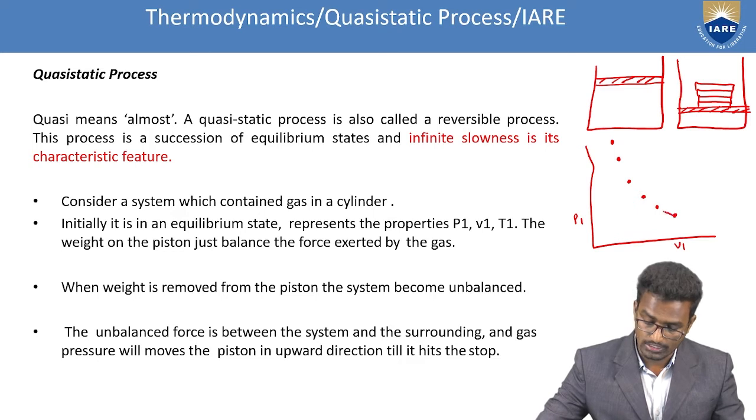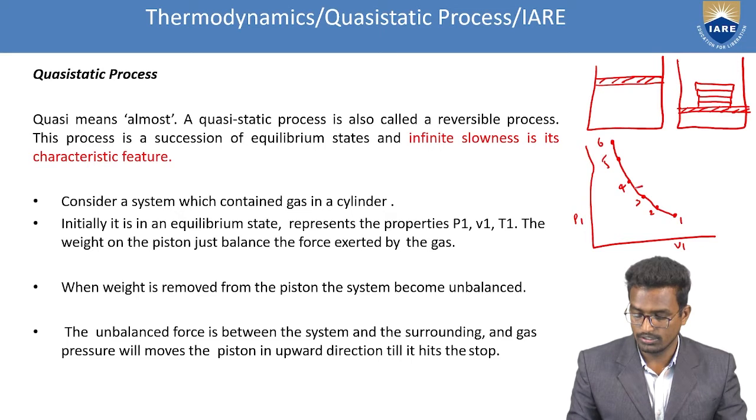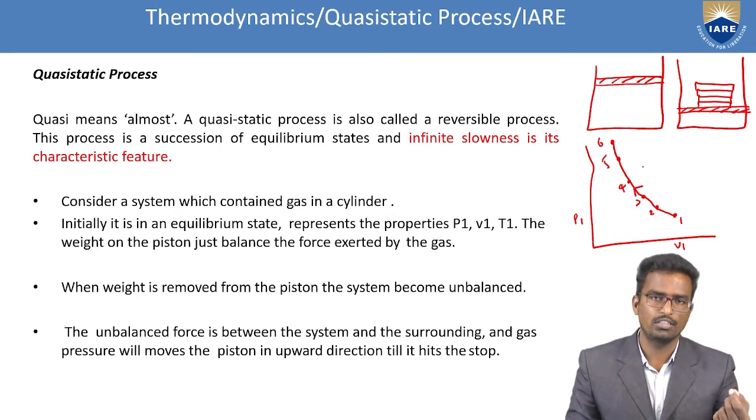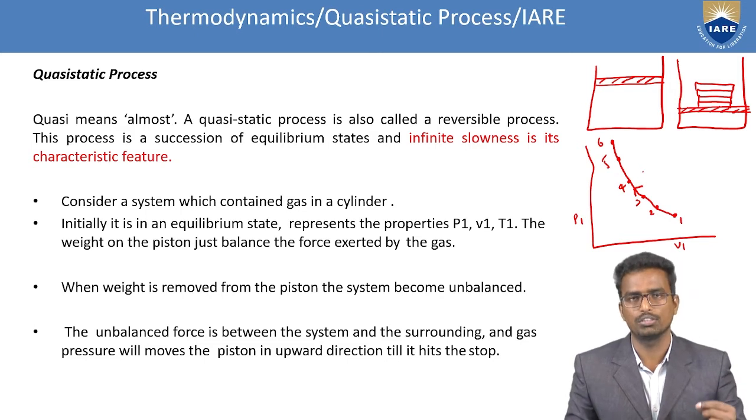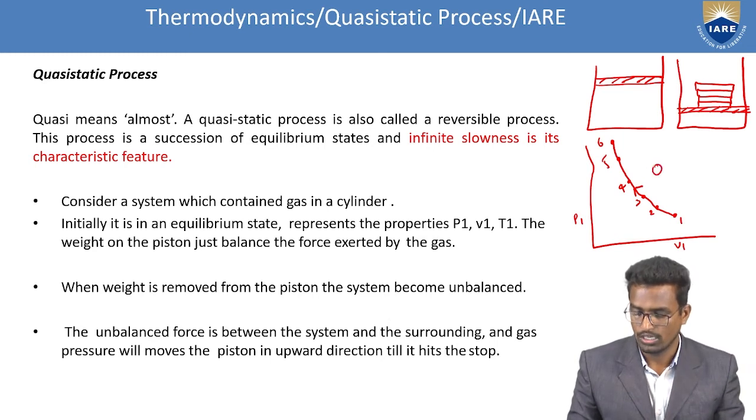Now I join them with a smooth curve. From points 1, 2, 3, 4, 5, 6, this is the process. Previously it happened at an instant. Now I did the same process by slowly adding weight one by one. This process is called an almost slow process, nothing but quasi.